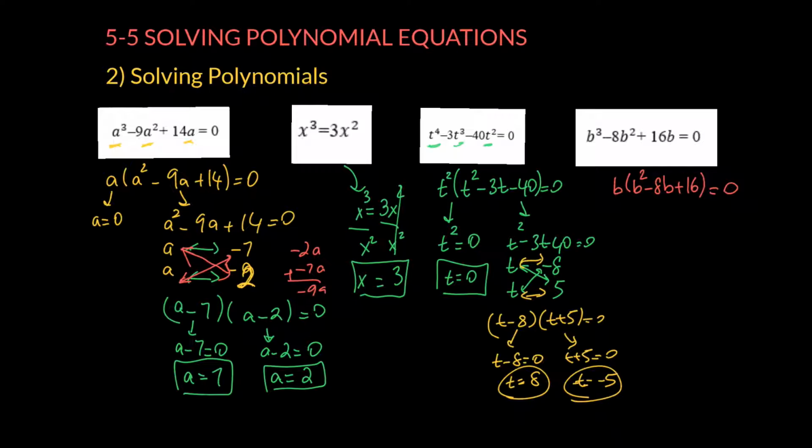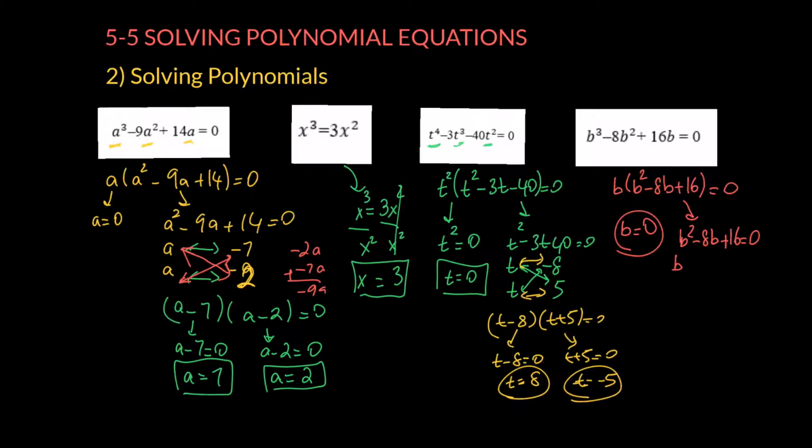Now, again, we have the same pattern. Two terms multiplied to 0. Either the first one, which is b, would be equal to 0. Here's one solution of the equation. Or b² - 8b + 16 would be equal to 0. So this is another thing that we can break down.